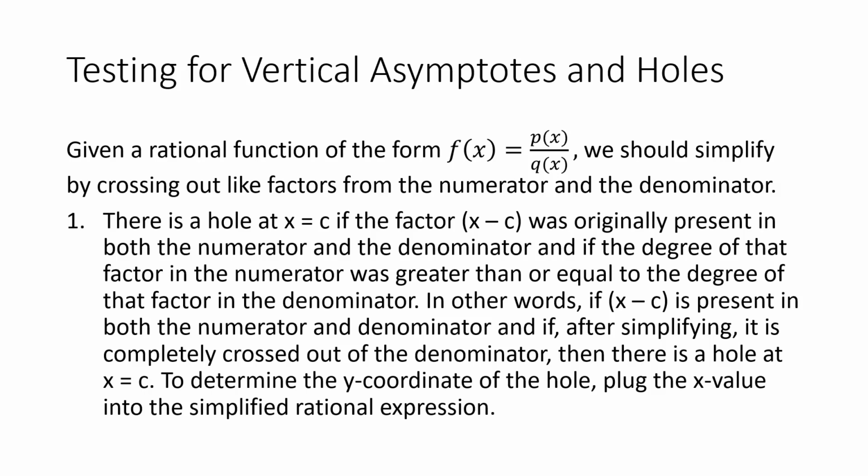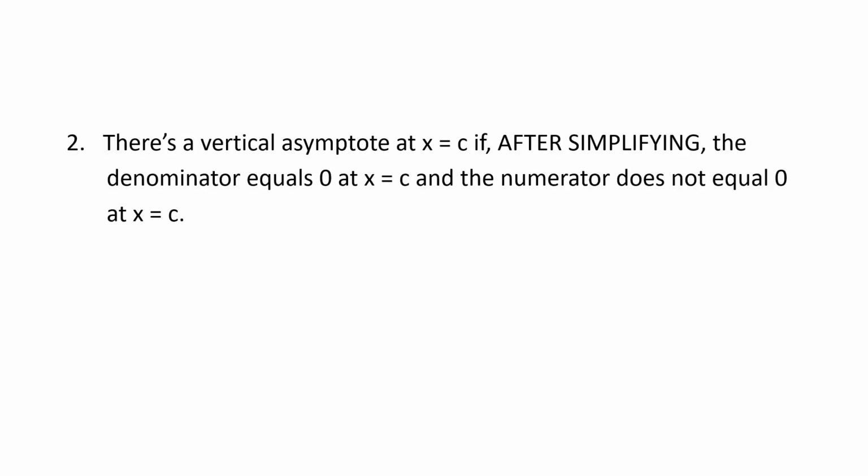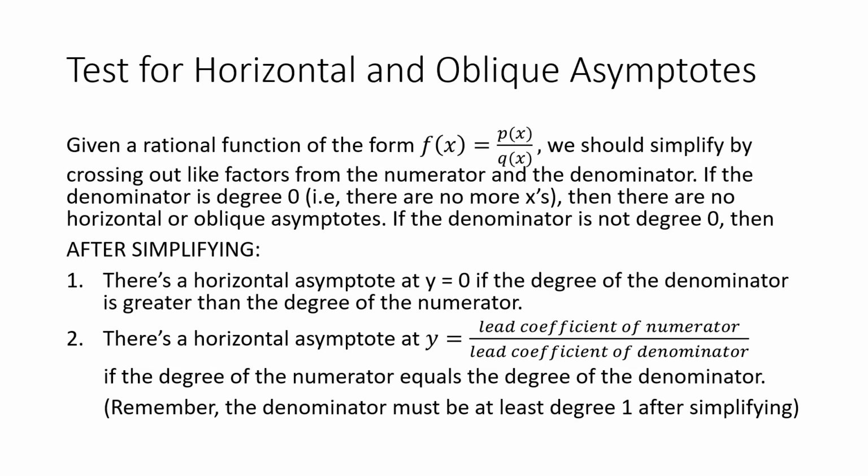So in other words, if x minus c is present in both numerator and denominator, and if after simplifying it's completely crossed out of the denominator, there's a hole there. And to determine the y-coordinate of the hole, we just plug the x value into the simplified rational expression. Now, there's a vertical asymptote at x equals c if after simplifying the denominator equals 0 at x equals c and the numerator does not equal 0 at x equals c.